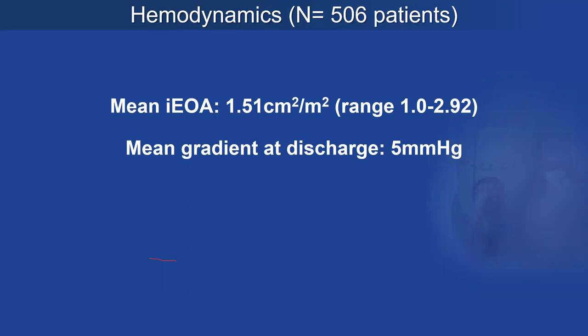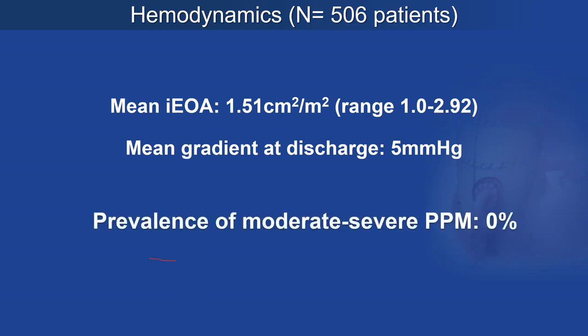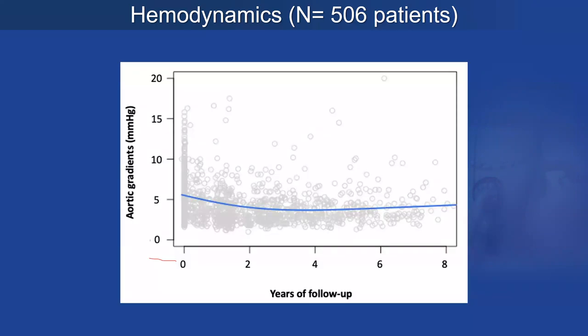But interestingly, look at hemodynamics. The mean indexed effective orifice area at discharge is 1.5 square centimeter per square meter. The mean gradient is 5 millimeters of mercury, and the prevalence of moderate or severe mismatch is 0%. There's not a single prosthetic AVR that can match these data. And importantly, the gradients, unlike what you see with tissue AVR, do not increase over time. They remain in the single digits.